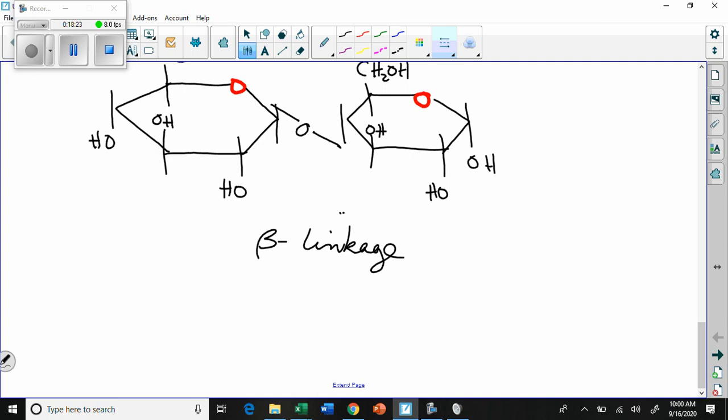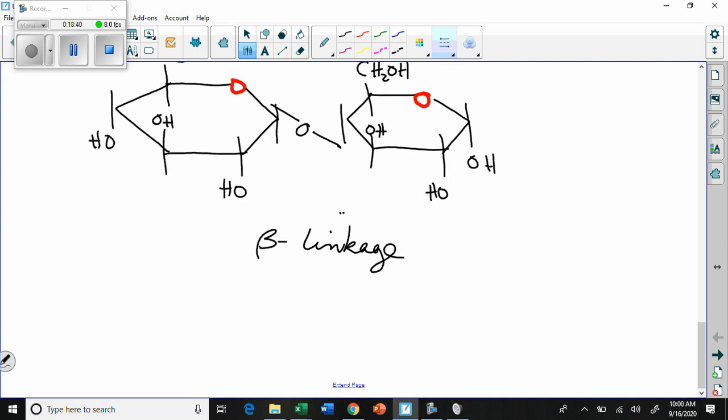Say that again? Yeah, it's a cross-type linkage, right? So it's not really called a cross linkage. Well, maybe you could, I guess. It's called a beta linkage. And the thing to remember is that these two linkages cause a slightly different shape.